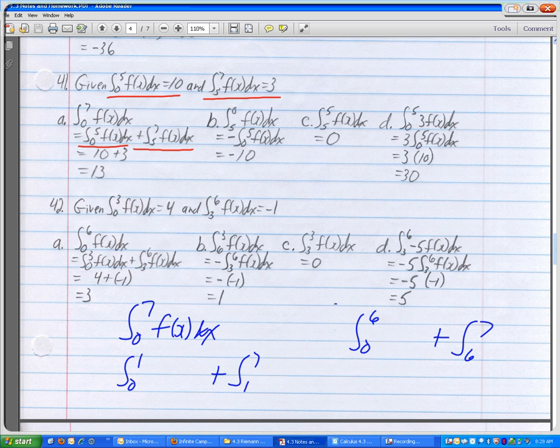So choose the most useful one. Choose the one where you have information. Okay, so that's the reason I divided it up that way. Make sense? All right. And again, why can we do that?